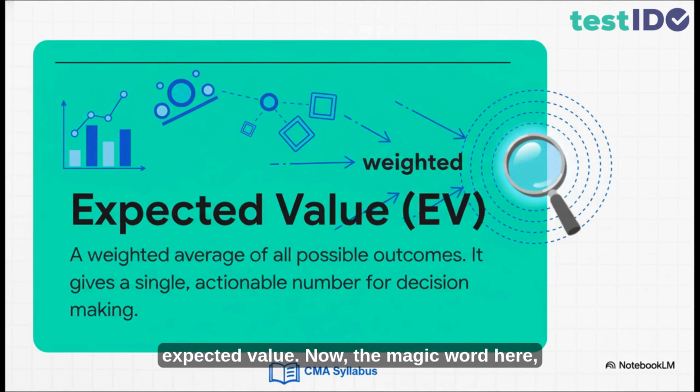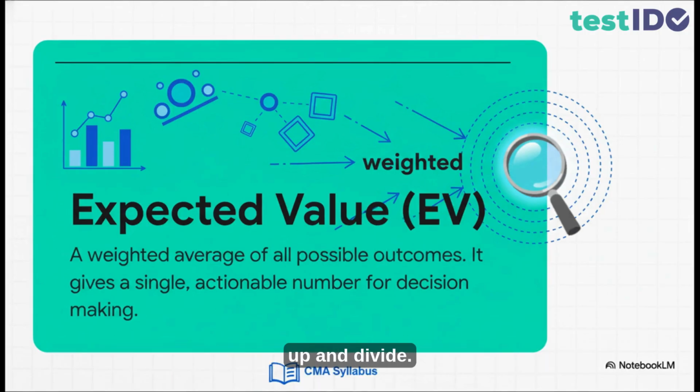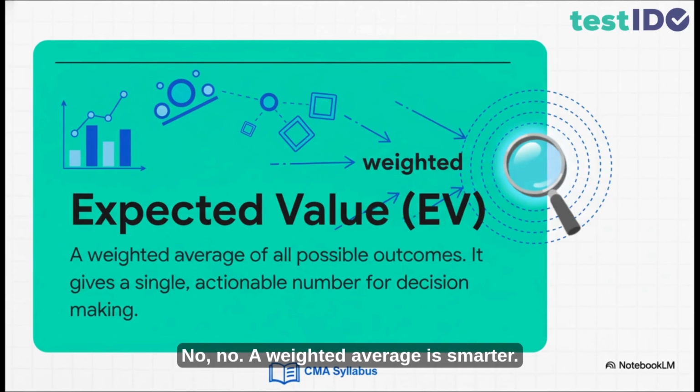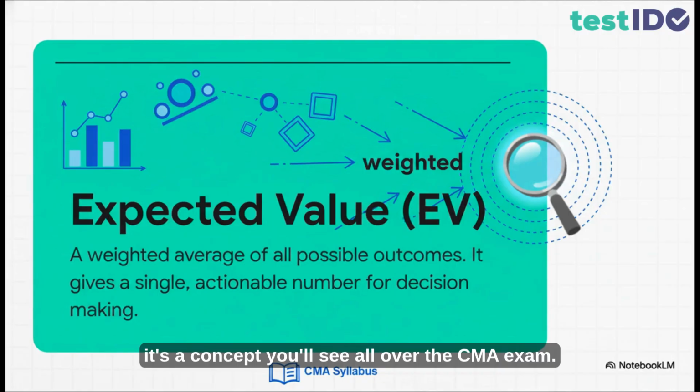Now, the magic word here, the one I really want you to focus on, is weighted. This is not your typical simple average where you just add everything up and divide. No. A weighted average is smarter. It gives more weight to the things that are more likely to happen. It's a much more realistic way to look at the future. And believe me, it's a concept you'll see all over the CMA exam.